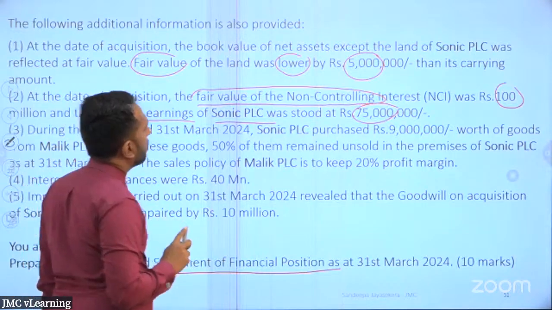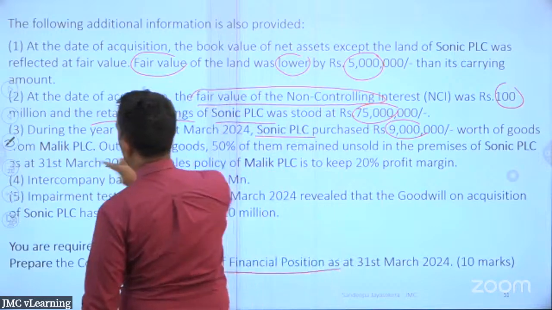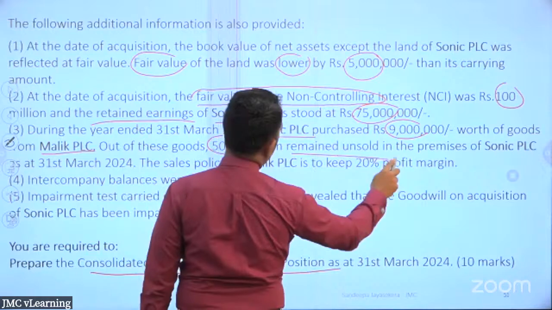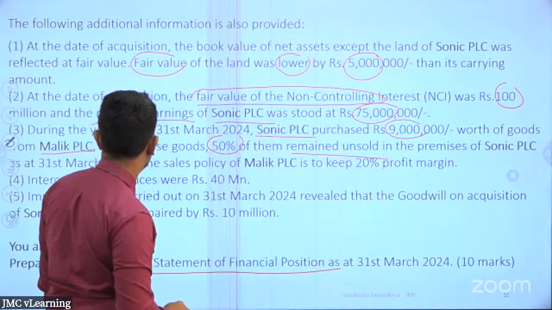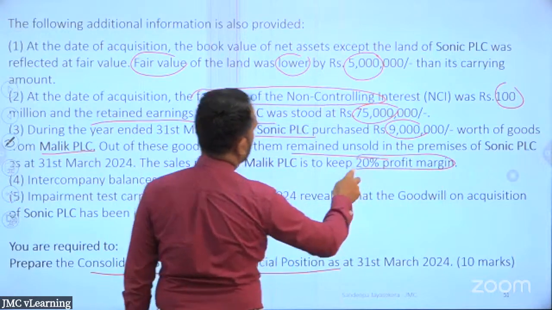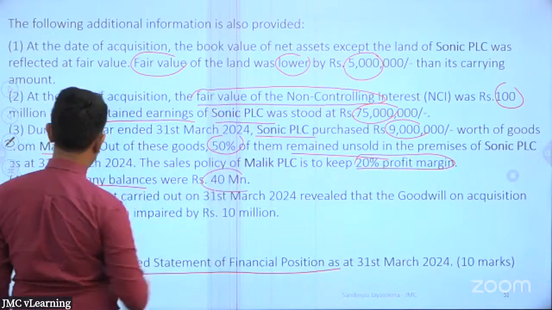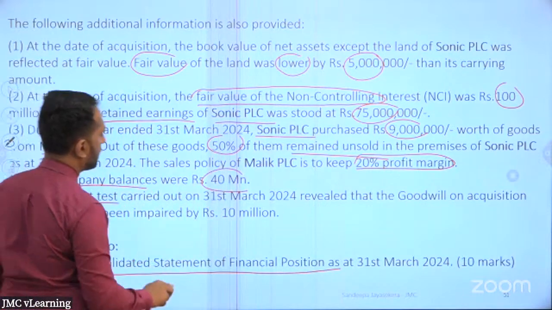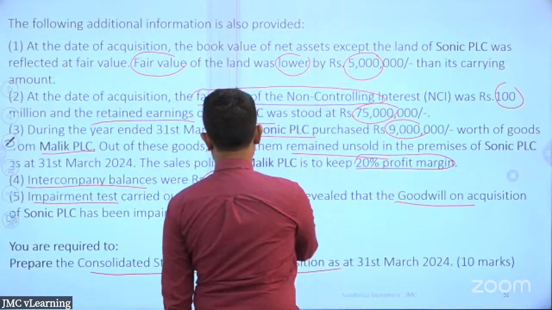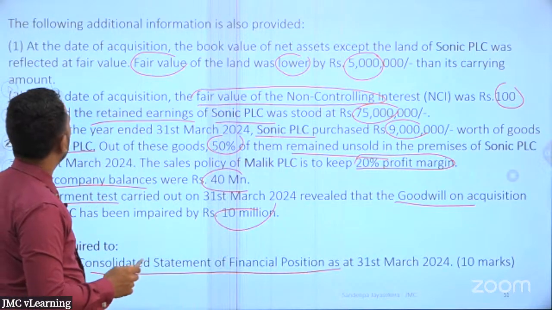During the year ended 31st of March, Sonic purchased 9 million worth of goods from Malik. Out of these goods, 50% remained unsold at Sonic. The sales policy of Malik is to keep 20% profit margin. Intercompany balances 40. Impairment test carried out on 31st of March revealed the goodwill has been impaired by 10 million. So these are the adjustments.